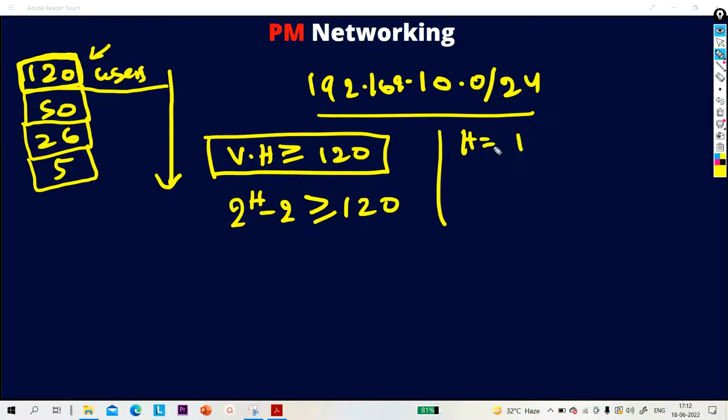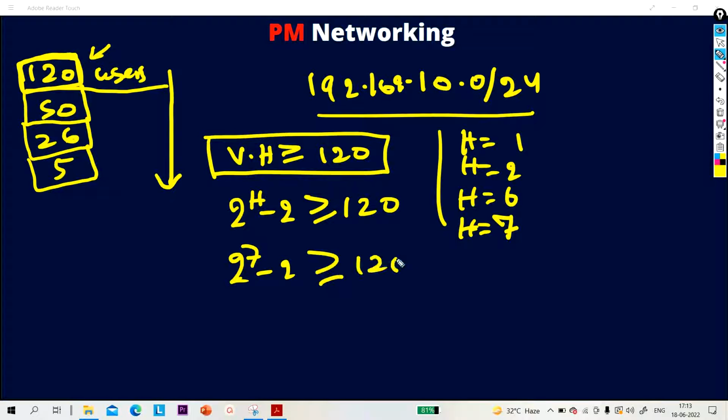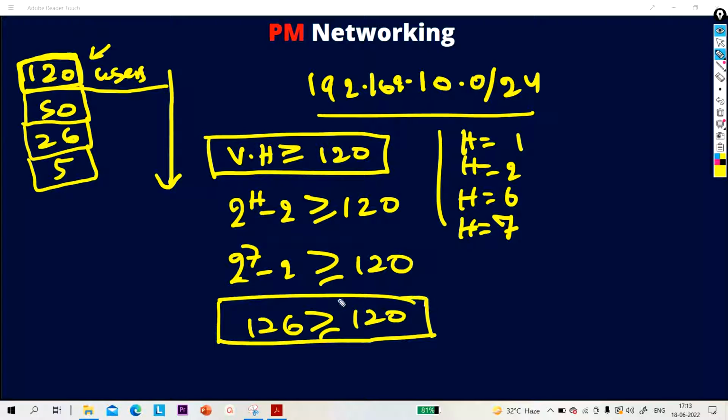If you set h equals 1, this condition will not be fulfilled, right? If you put h equals 2, this condition will also not be fulfilled. If you put h equals 6, then 2 to the power 6 is 64 minus 2, that means 62. Now my requirement is not fulfilled, so you need to put h equals 7 over here, right? You can see 2 to the power 7 minus 2 is greater than or equal to 120. 2 to the power 7 is 128 minus 2 means 126, which is greater than or equal to 120. Now my requirement is fulfilled, right?